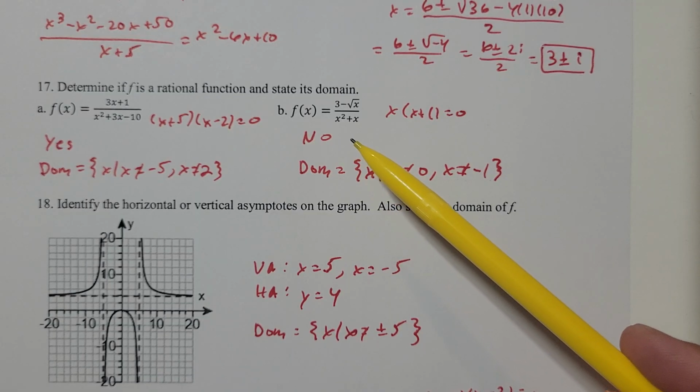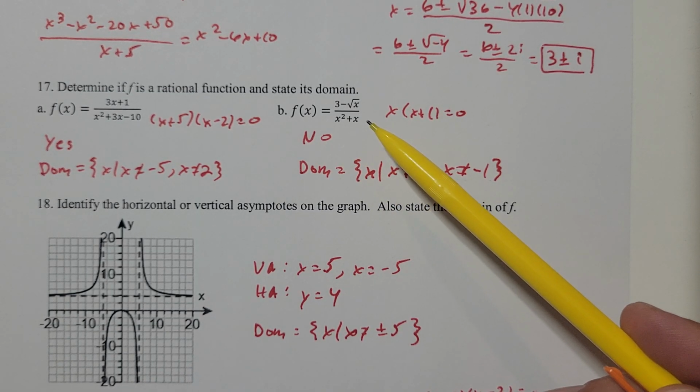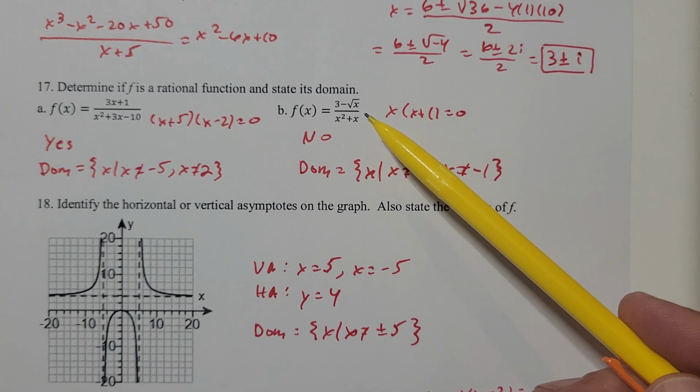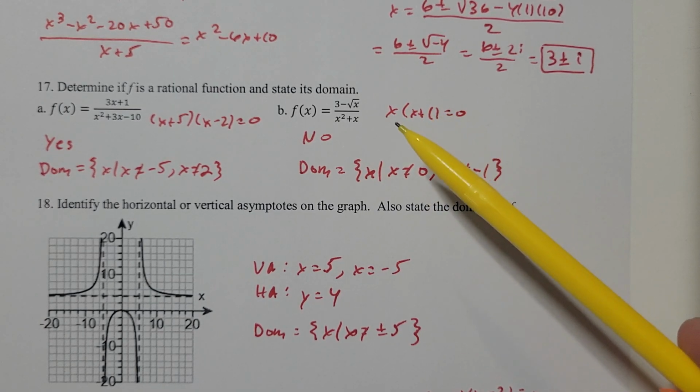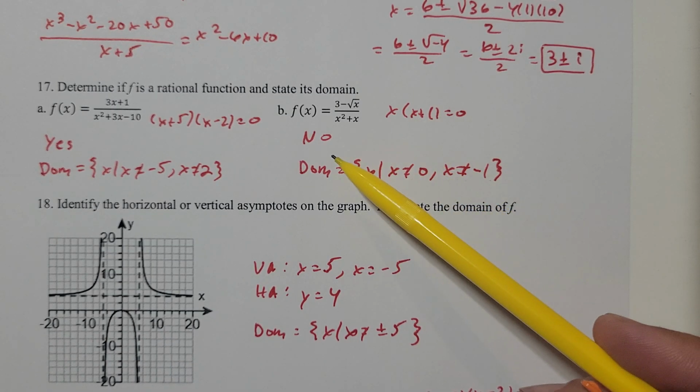In part B, is this a rational function? The answer is no, because 3 minus the square root of x, that's not a polynomial. Okay, because I can't have fractional exponents with polynomials. So the answer there would be no.